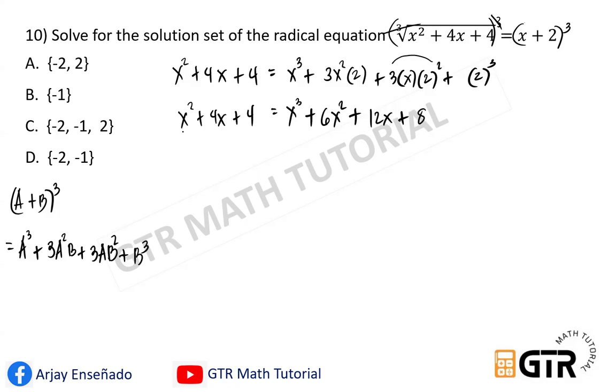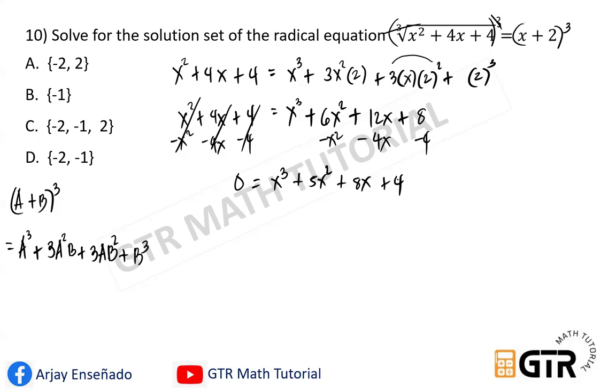Make the left side 0. Subtract x squared on both sides, so this will cancel out. Subtract 4x on both sides, and then subtract 4 on both sides. Then the left side is now 0. Just copy x cubed. 6x squared minus x squared, so we have positive 5x squared. 12 minus 4, we have positive 8x. 8 minus 4, we have positive 4.